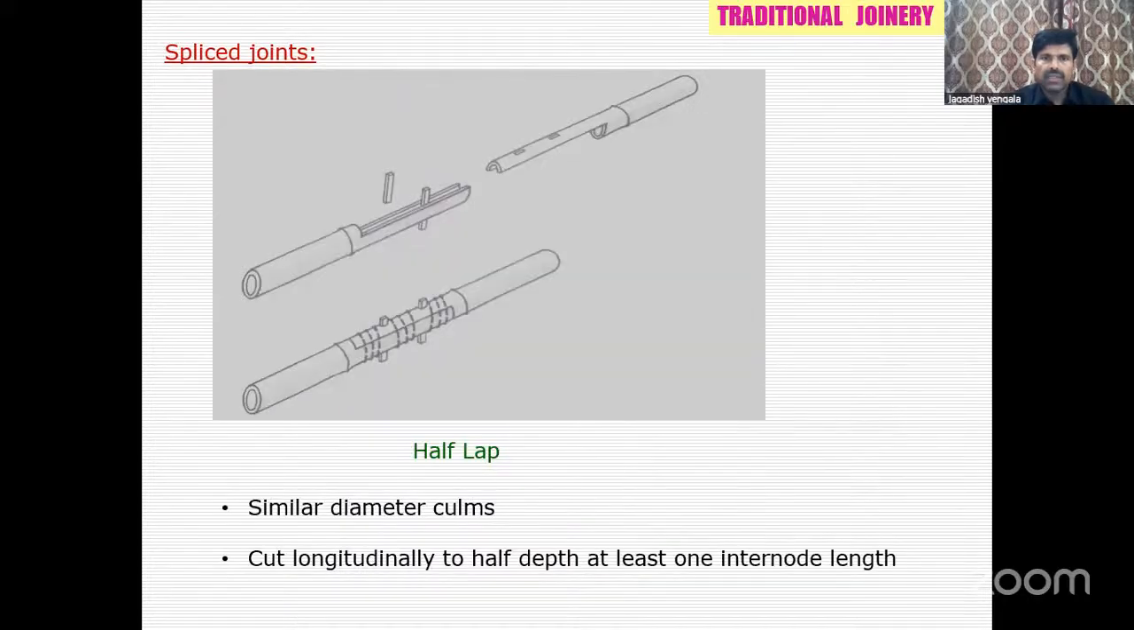This is another one, half lap joint, wherein you cut out half the portion from each of the bamboos. That means when you're connecting two members, you can see here small diameter columns. You cut half the portion, half depth, at least one internodal length. You can see in the picture, both sides, and then you do the lapping. Put the dowels again, and then you tie it using ropes or whatever. So this is another half lap spliced joint.